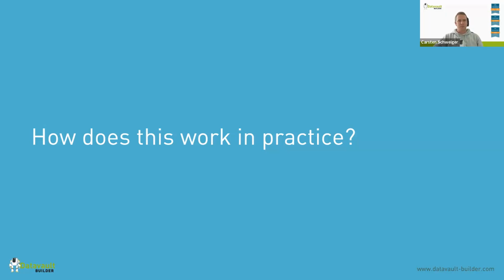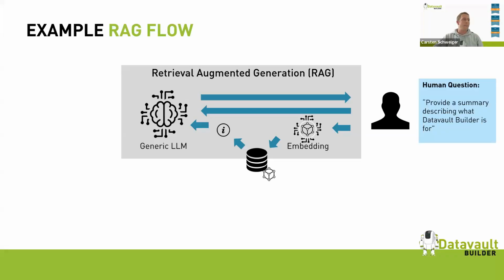So how does this work in practice? Before we go to the solution architecture and the components that we used, I will show you that as well. We just have one example of how the process works. So a user has a question, let's call it a prompt: provide a summary describing what Data Vault Builder is for. This one is embedded to the vector database and the search is done.